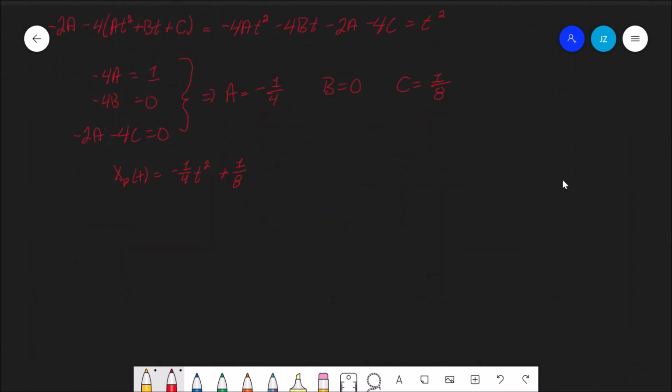So for x of t, we get c1 cosine of 2t plus c2 sine of 2t minus 1/4 t squared plus 1/8.